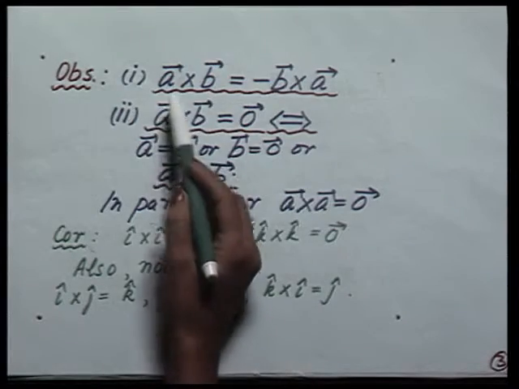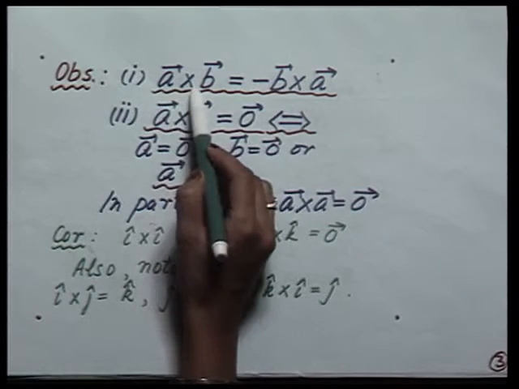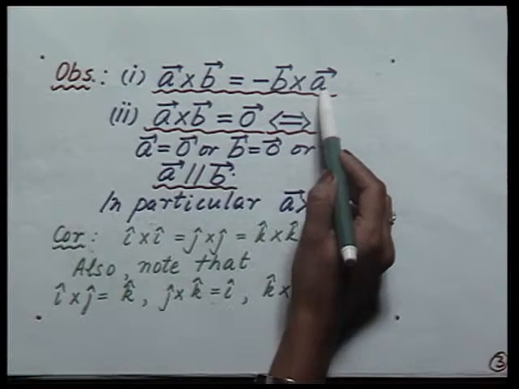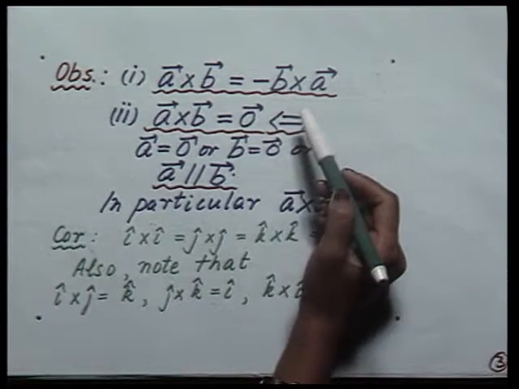We have some more observations for you here. 1. A cross B is equal to minus of B cross A, because in B cross A the direction of the vector n will be reversed.